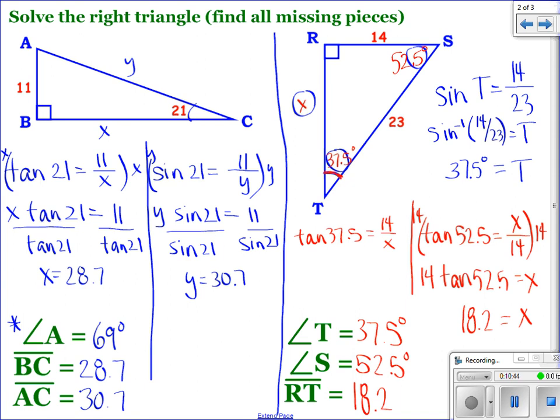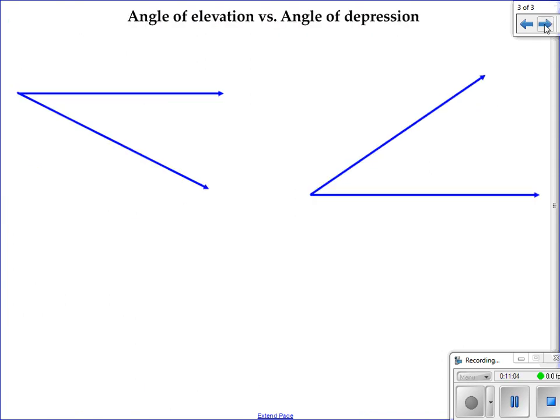I'll explain later. We have one idea left to talk about, which is just the difference between angle of elevation and angle of depression, which is going to come into play when you do a word problem, and they're going to assume you know which one is which. So if you look at those two angles on the next page, which one do you think is an angle of depression and which one's the angle of elevation? First one.